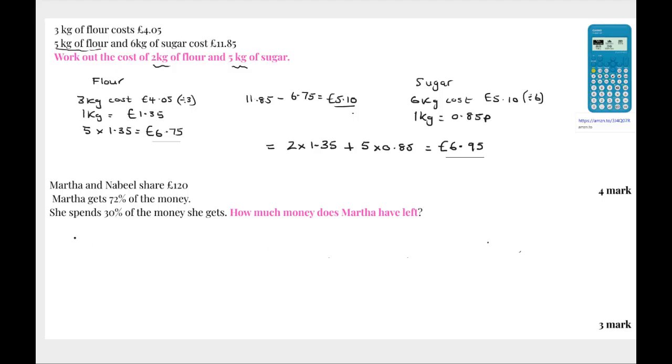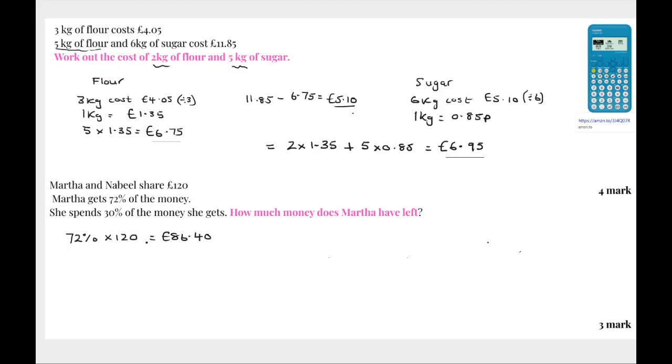What's left? So we're going to do 72% times 120 into our calculator. And that's going to give us £86.40.